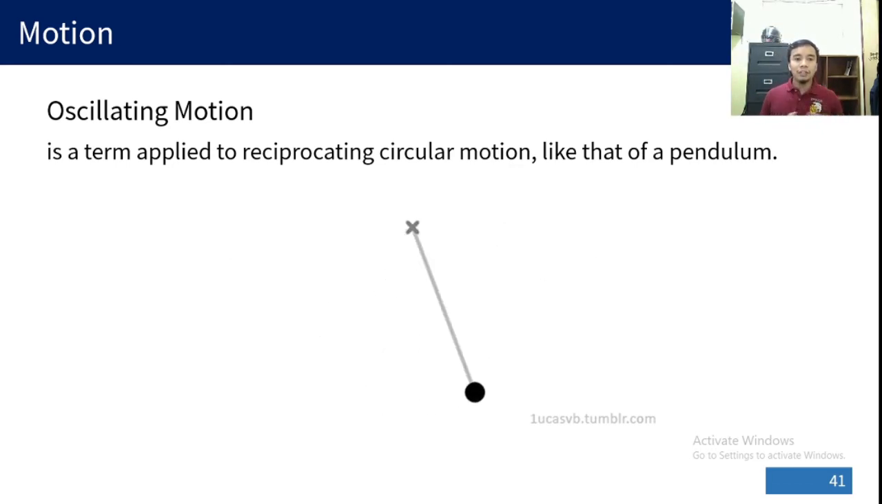Next is oscillating motion, and this is different. It is non-continuous because it cannot complete one path, but its path is curvilinear. Another term for oscillating motion is reciprocating circular motion. Unlike the piston, its path is only circular. An example is a pendulum. It just returns to its initial position, but it cannot complete a full rotary motion.